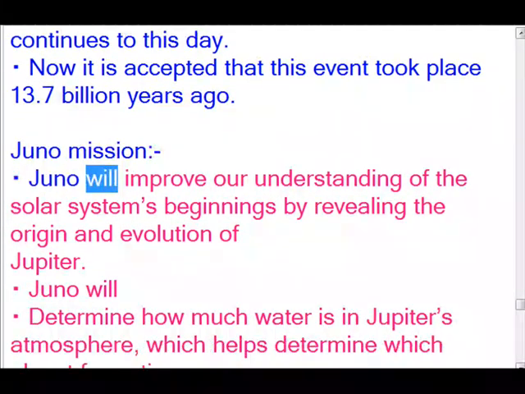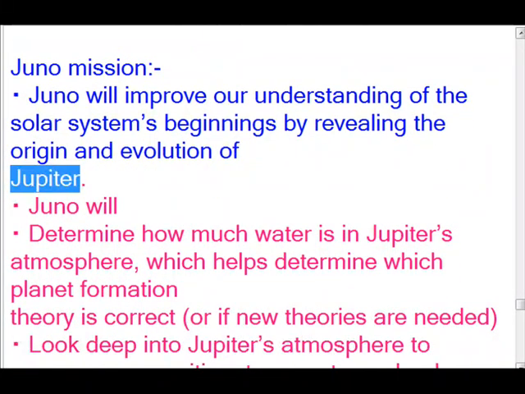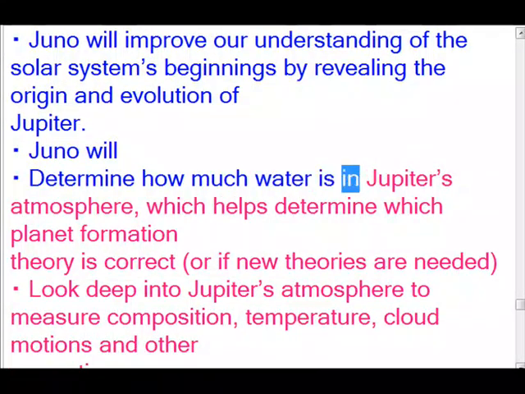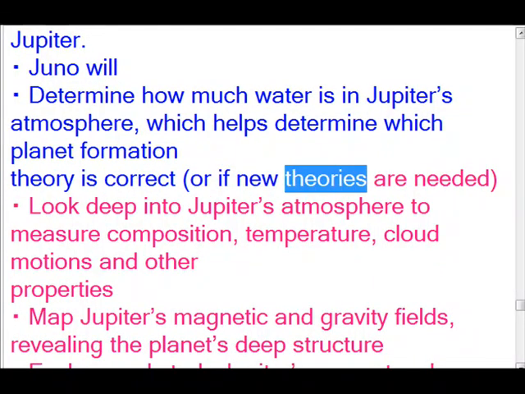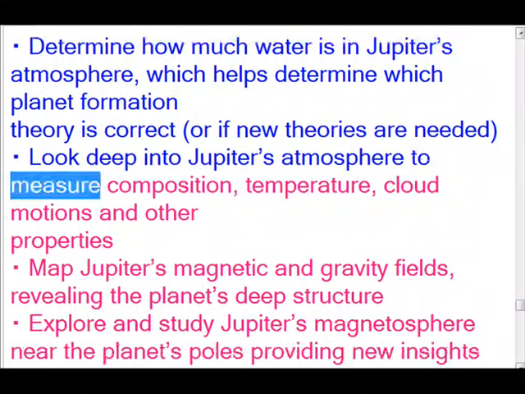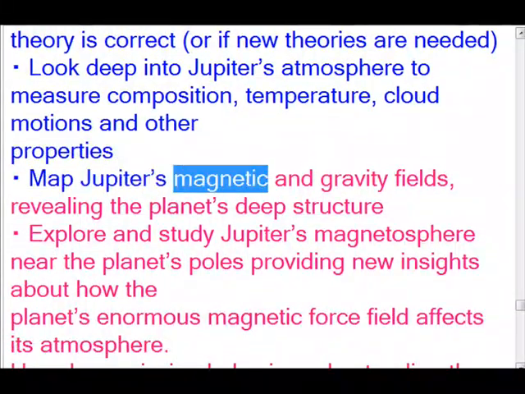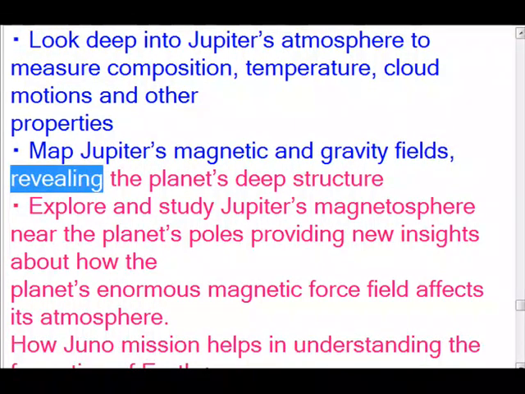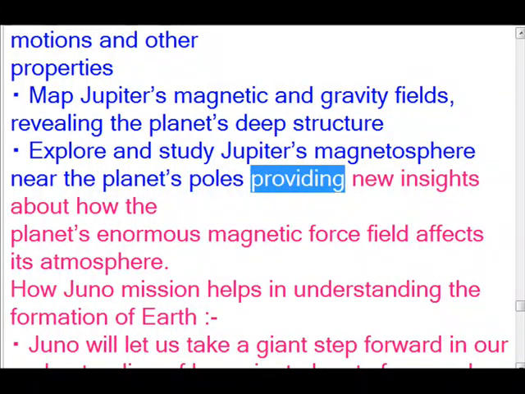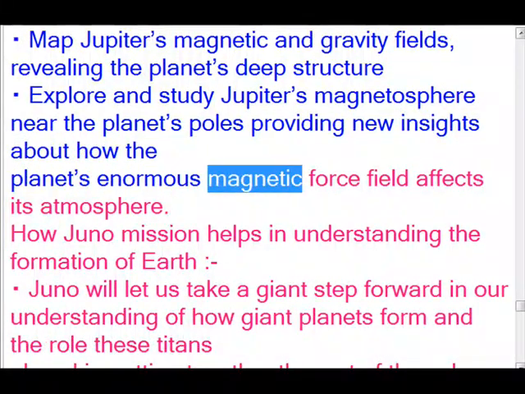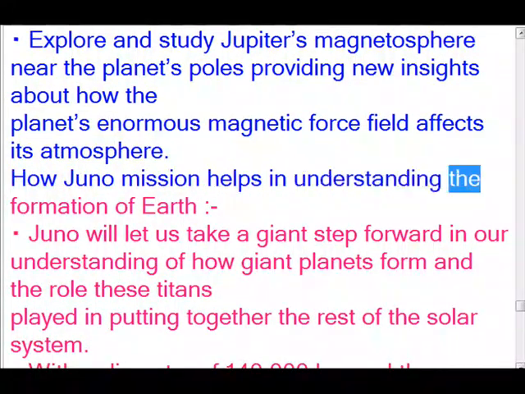Juno mission. Juno will improve our understanding of the solar system's beginnings by revealing the origin and evolution of Jupiter. Juno will determine how much water is in Jupiter's atmosphere, which helps determine which planet formation theory is correct or if new theories are needed. Look deep into Jupiter's atmosphere to measure composition, temperature, cloud motions, and other properties. Map Jupiter's magnetic and gravity fields, revealing the planet's deep structure. Explore and study Jupiter's magnetosphere near the planet's poles, providing new insights about how the planet's enormous magnetic force field affects its atmosphere.